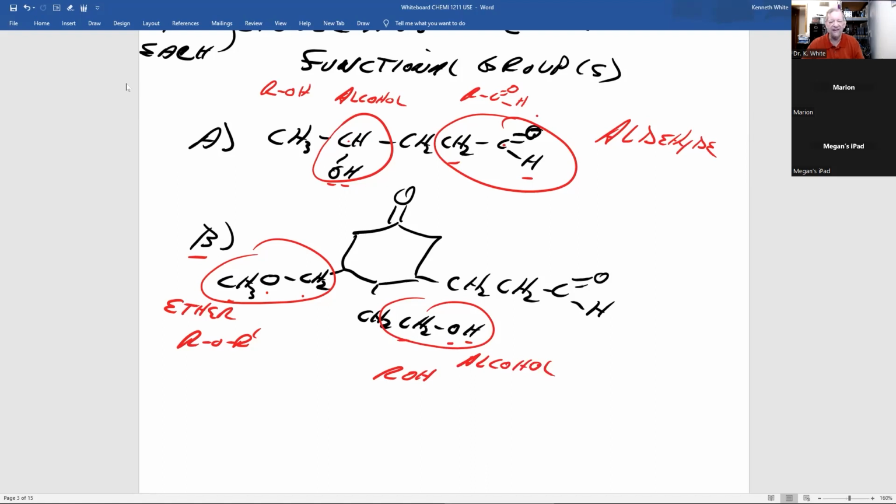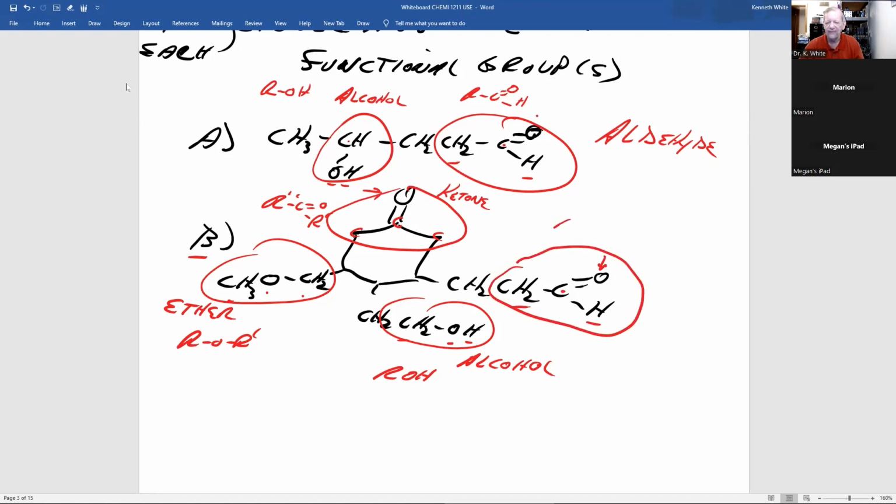Oh, wait, we're not done. Up here, oxygen, double bond to carbon. Carbons are here and here in the ring. And what is this? This is a ketone. Oh no, another oxygen, double bond to carbon with a hydrogen and carbons. And what is this? I wrote this, you don't have to write this, but this is an aldehyde.